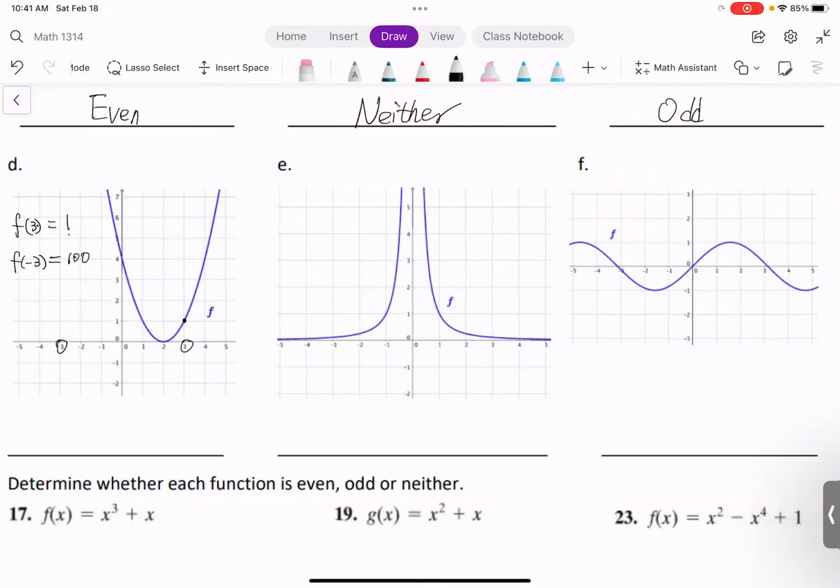And then are they the same? Different. And are they opposite? No, they are not opposite. They are both positive. That means neither.